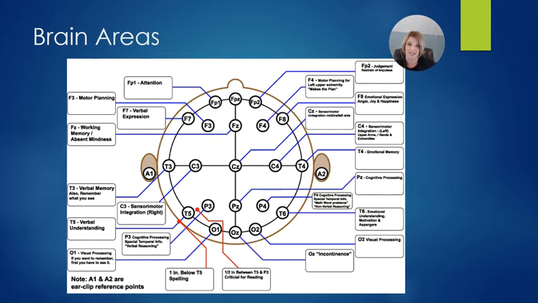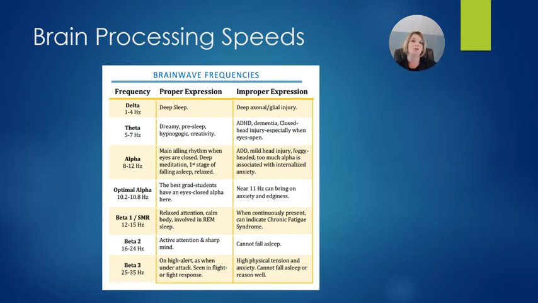Hopefully you get the gist that when we see speed being used improperly in one or more of these areas of the brain, a person's symptoms result. Of course, this is a simplified version of the 10-20 system. But again, if you'd like to look it up, there's lots of information about it on the internet. So let's move on. We've just covered brain areas. Now let's think about brain processing speeds.